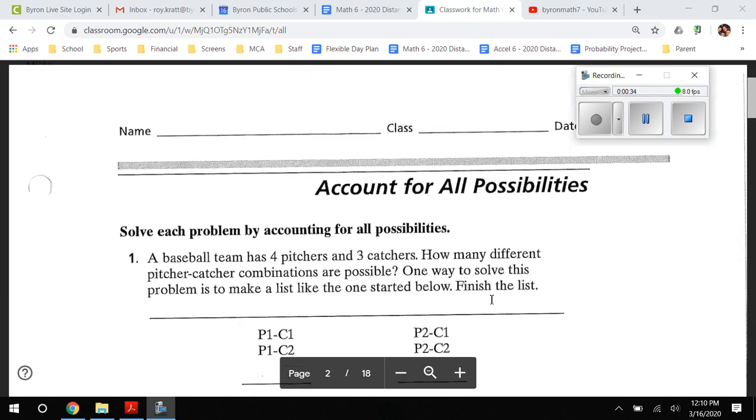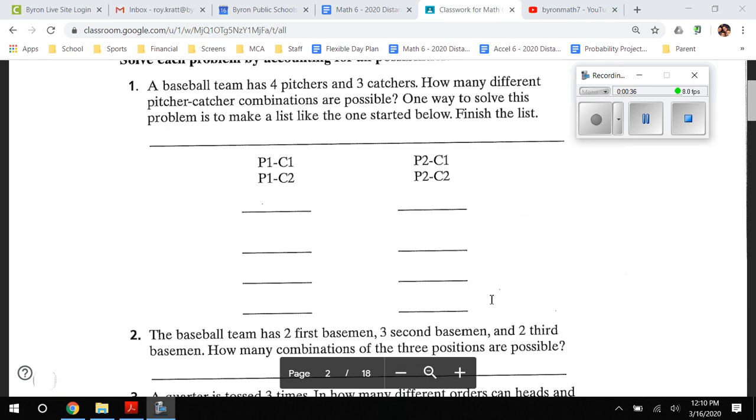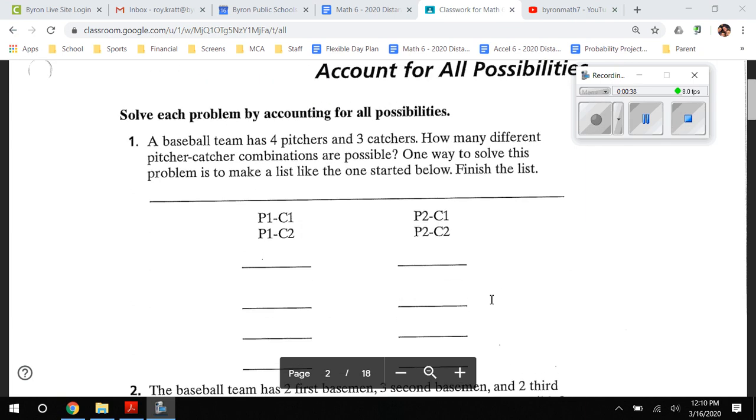Account for all possibilities. All right, so probability is kind of the idea of, what are the chances that something happens, right? What are the chances that you can pick something to happen? So in this case, a baseball team has four pitchers and three catchers. How many different pitcher-catcher combinations are possible? So this word here, combinations, that's a pretty common word to hear when talking about probability.